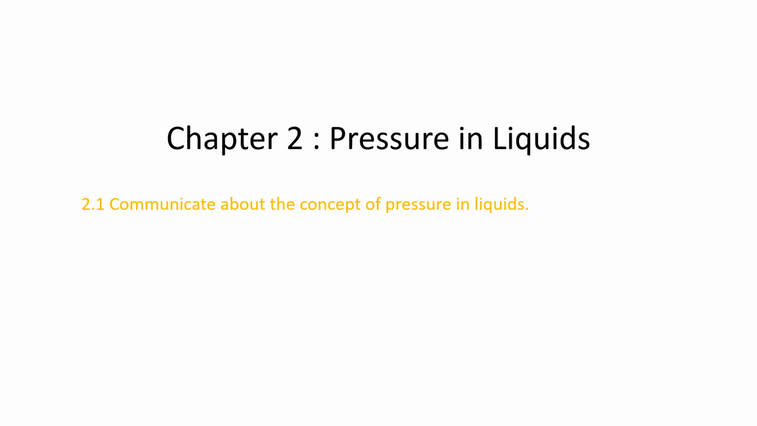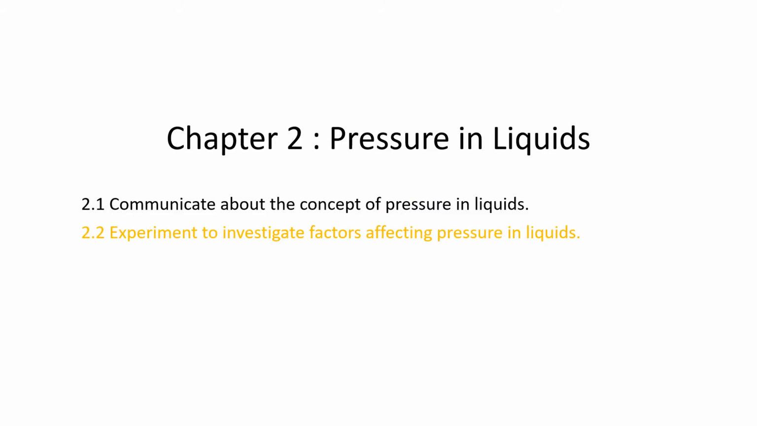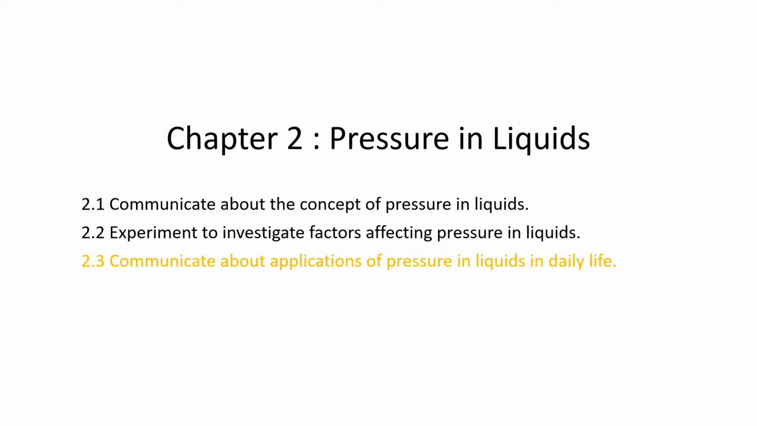Later on, we will investigate factors affecting pressure in liquids. To analyze these factors, we will have to go through 5 characteristics of pressure in a liquid. Next, we will communicate the applications of pressure in liquids. For example, we will learn how the position of a water tank affects the pressure in liquids and how the thicker wall at the bottom of a dam will help to withstand the large pressure of liquids.